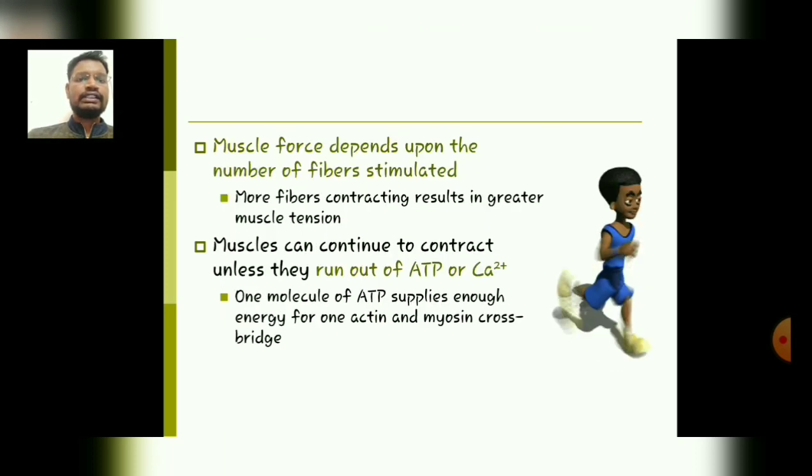So the next is the muscle force depends upon the number of the fibers stimulated, and the more fibers contracting results in the greater muscle tension. The muscles can continue to contract unless they run out of the ATP or the calcium ions, and only one molecule of the ATP supplies enough energy for one actin and myosin cross bridging.